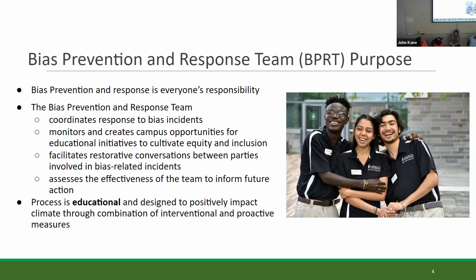And then again, we are continuing to assess campus climate to really help inform how we move in the future. What's next on the horizon? How can we better impact climate? We're talking in our next BPRT meeting about new faculty and staff orientation and how we might share information there in a way that helps incoming faculty and staff understand how serious we are as a campus community around our inclusive community priorities. So again, the process really is educational, and it's designed to positively impact the climate through interventional and proactive measures. So it's not just the response piece, it's also the prevention piece that's really important.